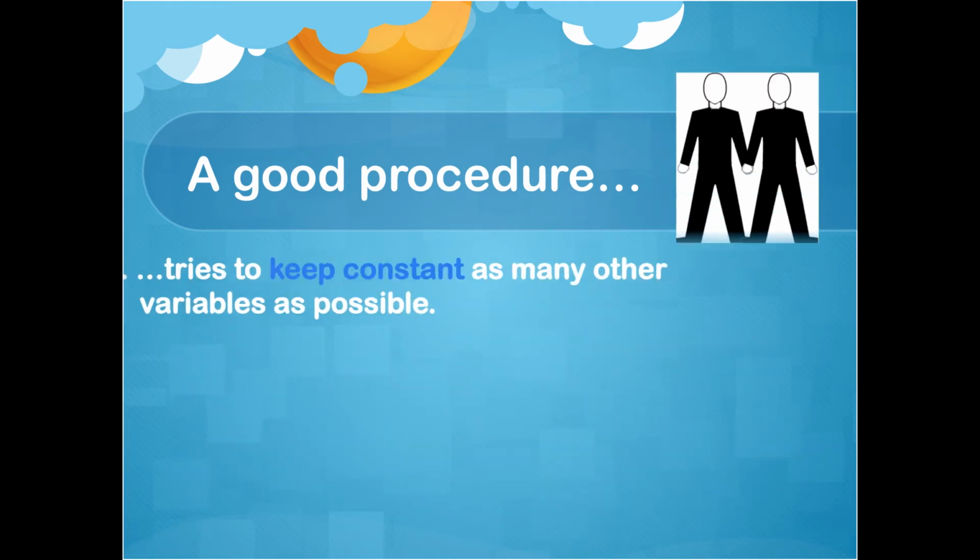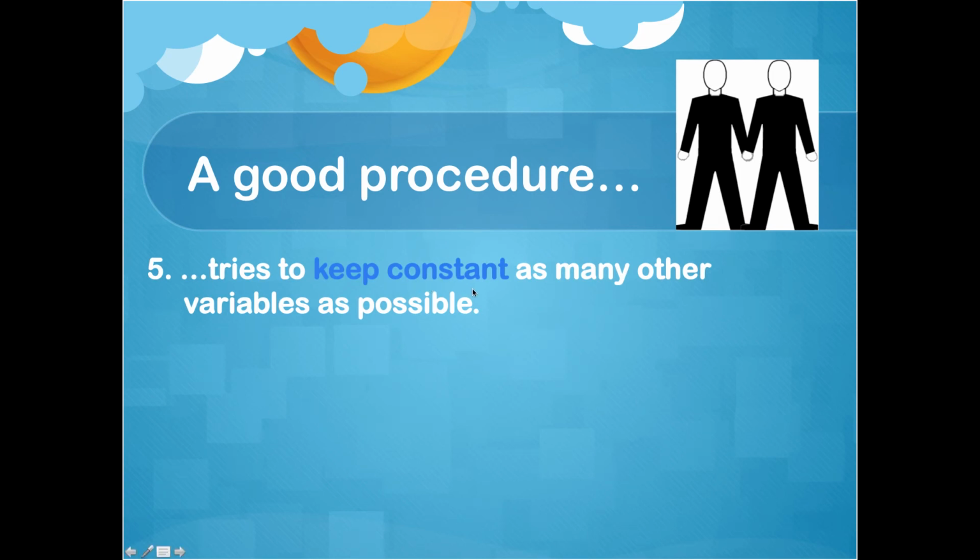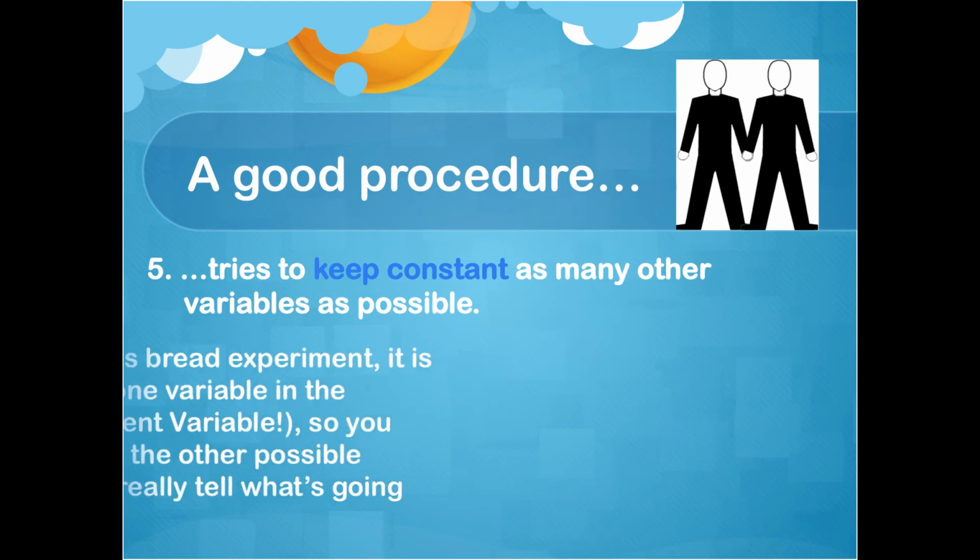All right, the next thing is that we try to keep constant as many other things as possible. So now there might be things that we can't control, like weather patterns or time of day or those kinds of things, but we'll try to keep them constant if we can.